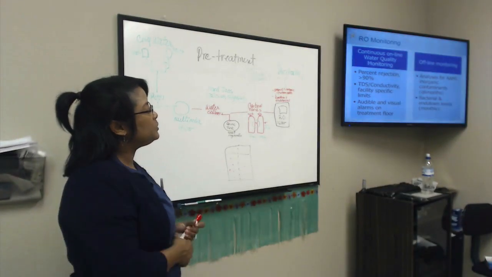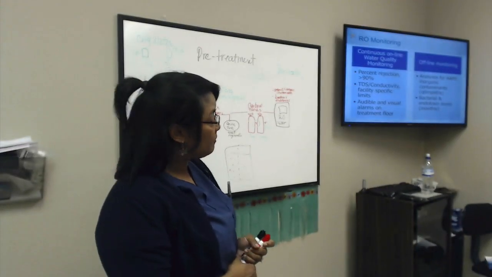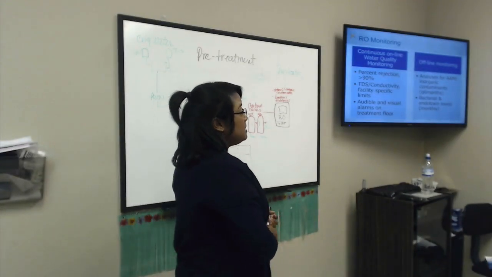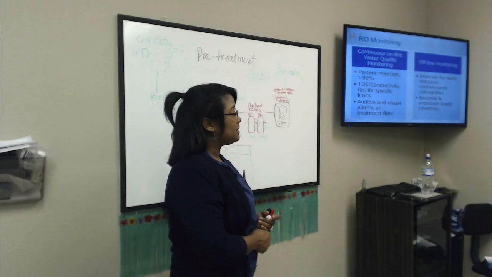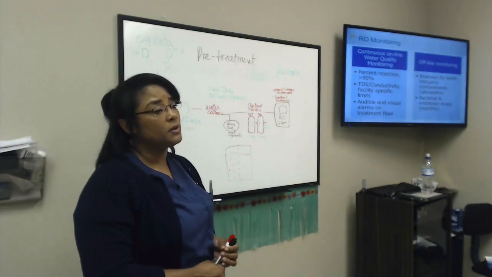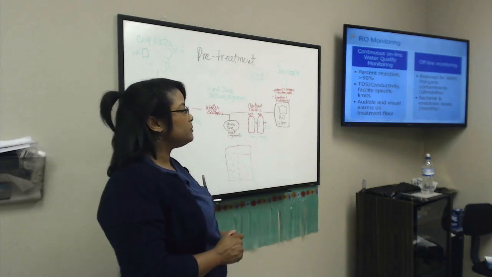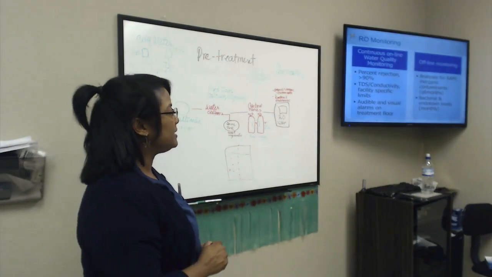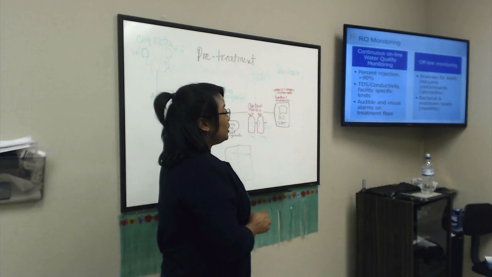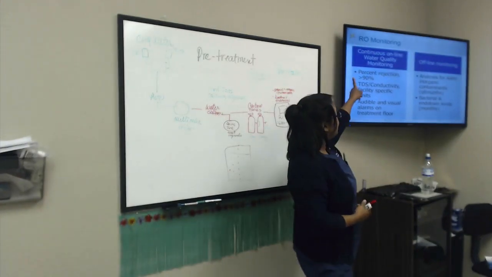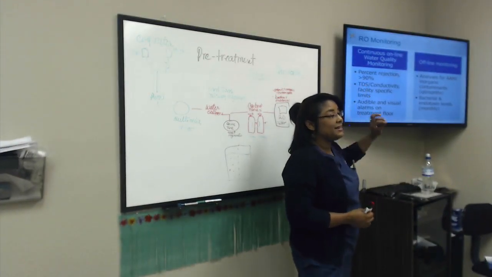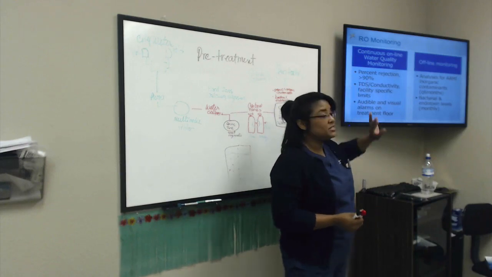So how do we monitor the reverse osmosis? As I said, the reverse osmosis is, I think, the most important piece of equipment that we have back there in the water room, because it's the one that is going to purify the water that we use in the dialysis center. So to begin with, we see that there is a greater than 90% of rejection.